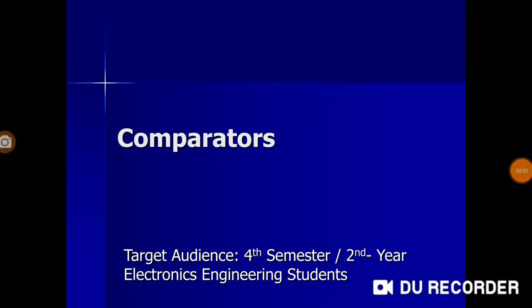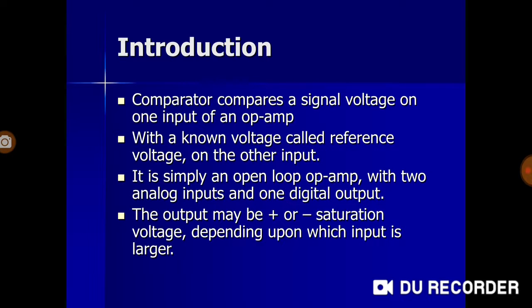In today's video, we start with comparators using op amps. Now, the first thing is a comparator compares a signal voltage on one input of an op amp with a known voltage called reference voltage on the other input. It is simply an open loop op amp with two analog inputs and one digital output. The output may be plus or minus saturation voltage depending upon which input is larger.